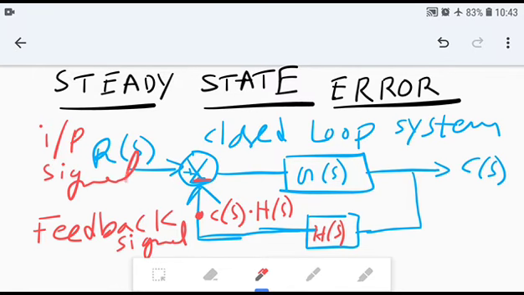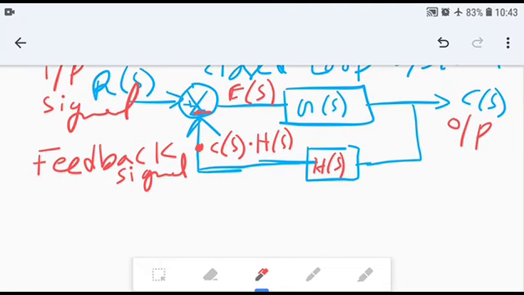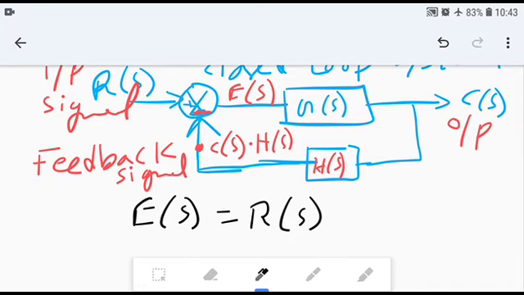R(s) is called the input signal, and the difference between R(s) and C(s)H(s), which is E(s) at the output of the summing point, is called the error signal. C(s) is nothing but our output signal or output response. Now we are going to write the equation for E(s): E(s) is the output of the summing point, which is R(s) minus C(s) into H(s).